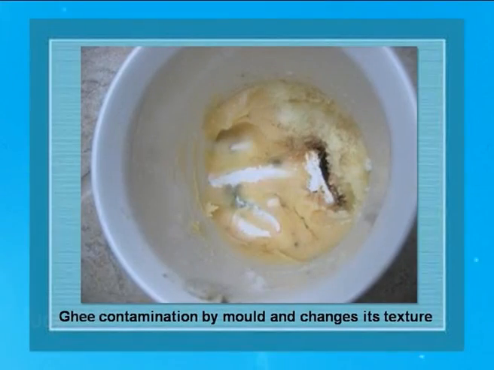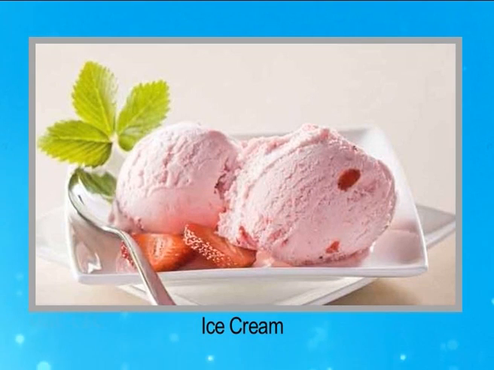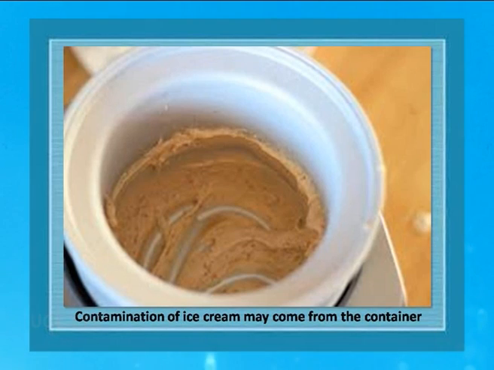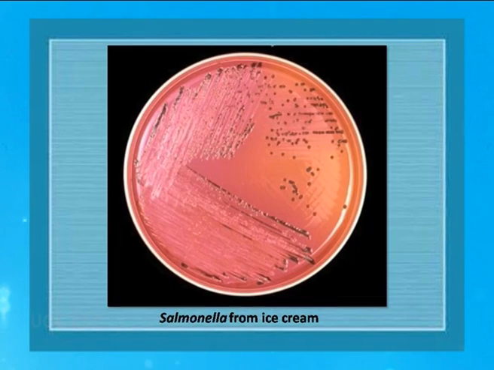Ghee is another milk product which is also contaminated by mold, and it changes the texture, and this mold can easily be prevented through proper packaging or storage. Ice cream, we all like it, but have we ever thought that if proper hygienic condition is not maintained, the ice cream container will contain different bacteria, and that also includes Salmonella, causing stomach upset or food poisoning.